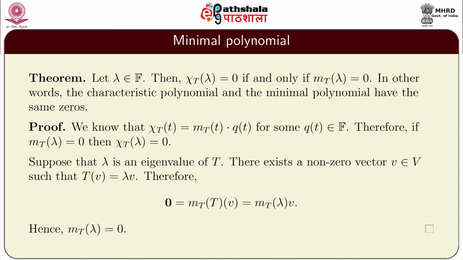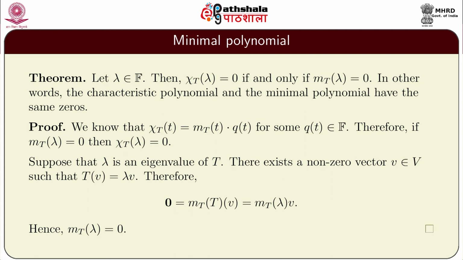Now, we prove that if chi T of lambda is 0, that is, if lambda is an eigenvalue of T, then m_T of lambda is also 0. Lambda is an eigenvalue of T, therefore, there exists a non-zero vector v such that T v is equal to lambda v.